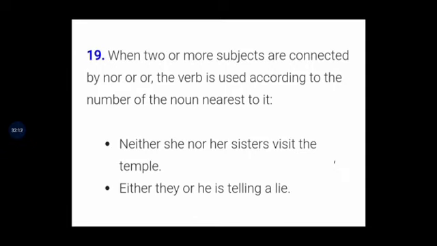Either they or he is telling a lie. So here, either they is one subject, connected by or, and he is the other subject. He is the singular subject, and it is near to the verb. Is it singular or plural? Singular. A singular subject takes the singular verb. So the correct one is telling a lie. Either they or he is telling a lie.